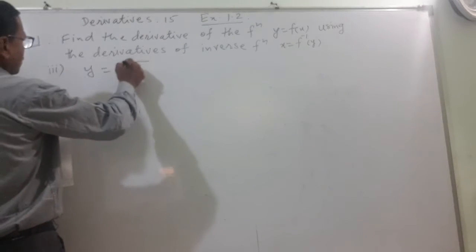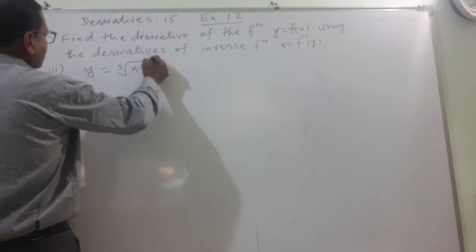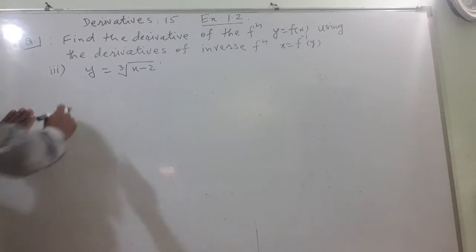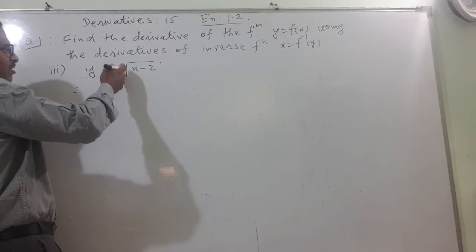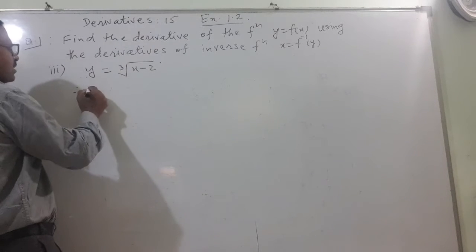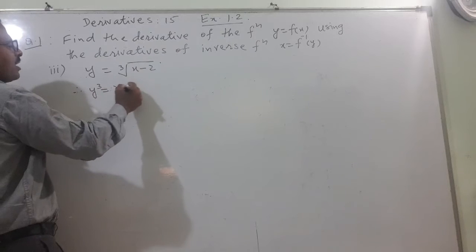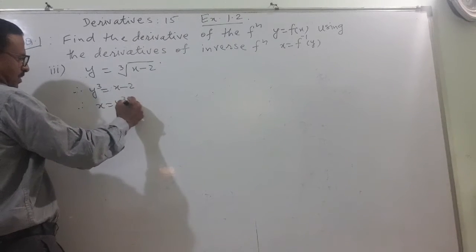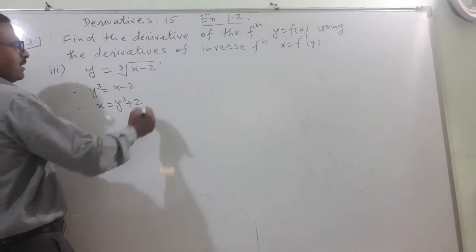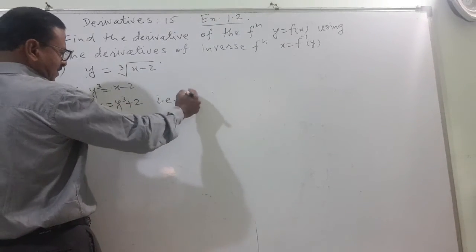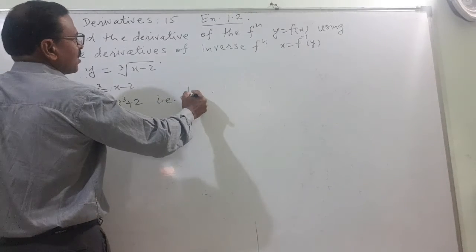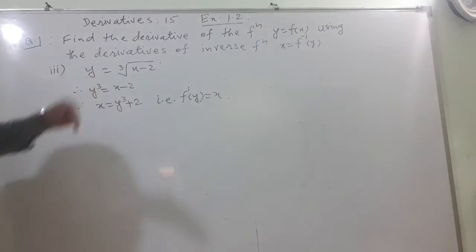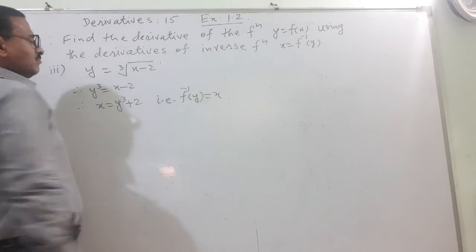Y is equal to cube root of x minus 2. So first of all we have to find the f inverse. Therefore, now I have to remove this cube root sign. So it will be y cube is equal to x minus 2. Therefore, x is equal to y cube, this minus 2 will be plus 2. That is, f inverse of y is equal to x. It is this, or x is equal to f inverse of y.